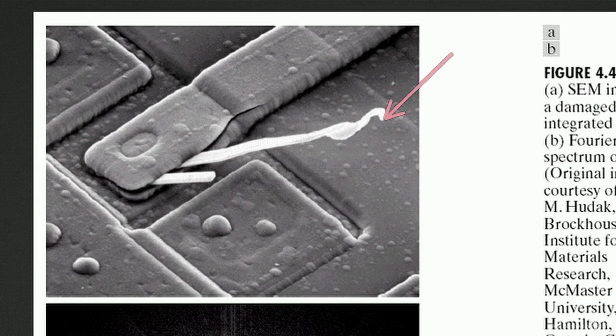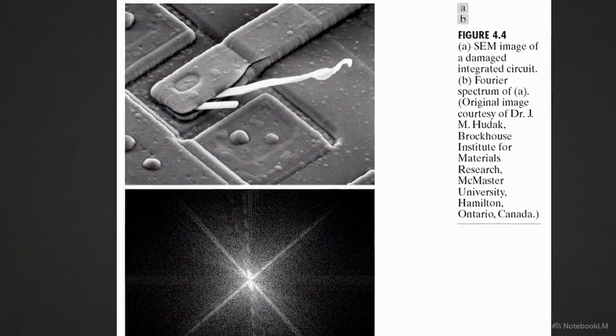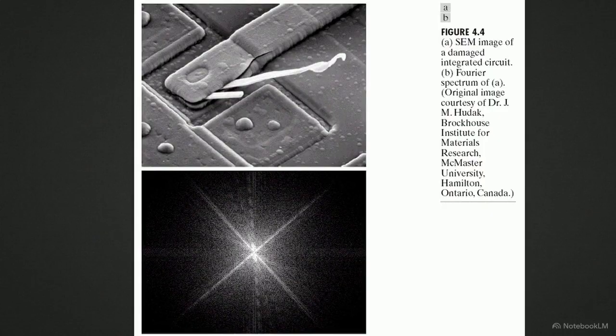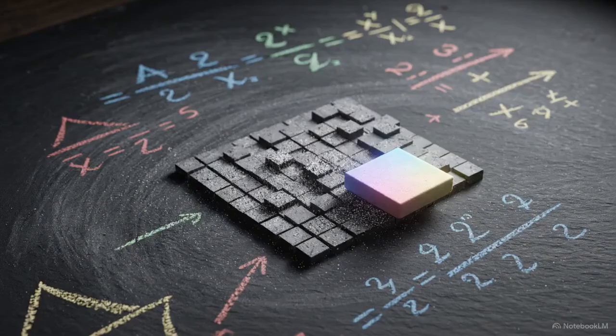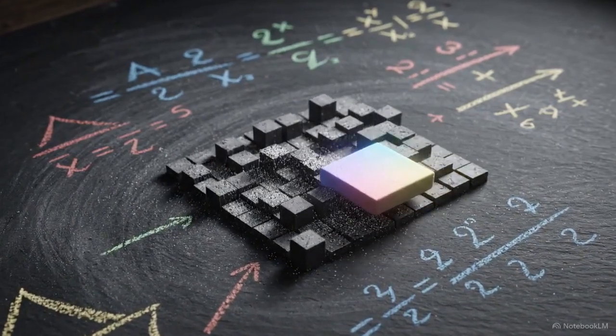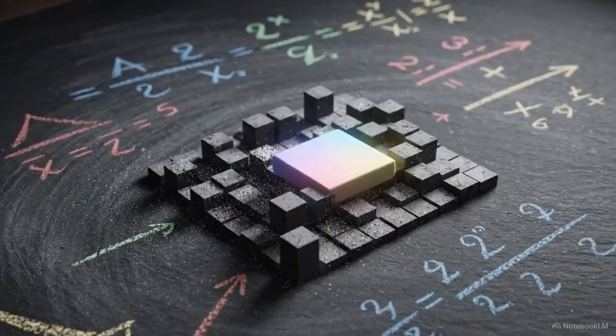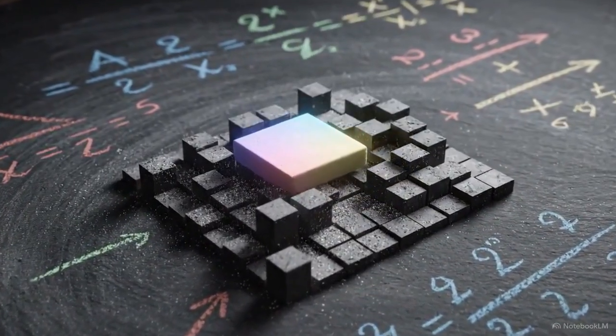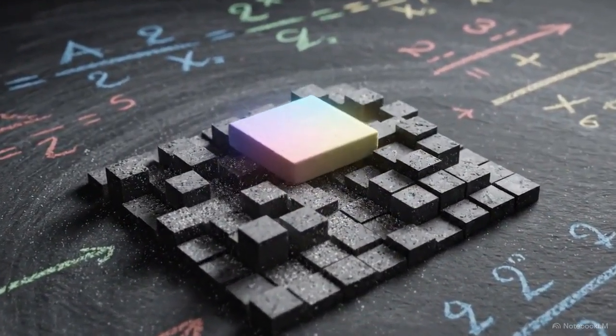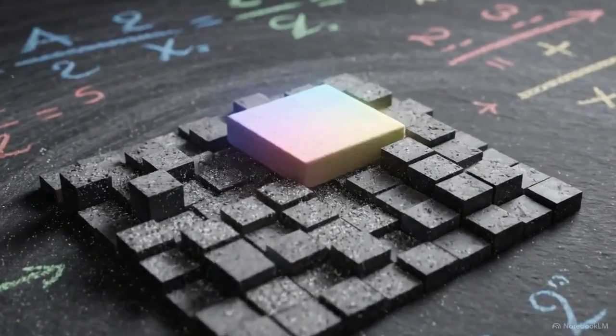This image shows a damaged integrated circuit captured by a scanning electron microscope at 2500 times magnification. When analyzing components at this scale, engineers have to deal with intense microscopic texturing and high-frequency noise. Trying to clean up that noise using standard spatial convolution, calculating averages pixel by pixel, is computationally expensive. It's a brute force approach to a structural problem.